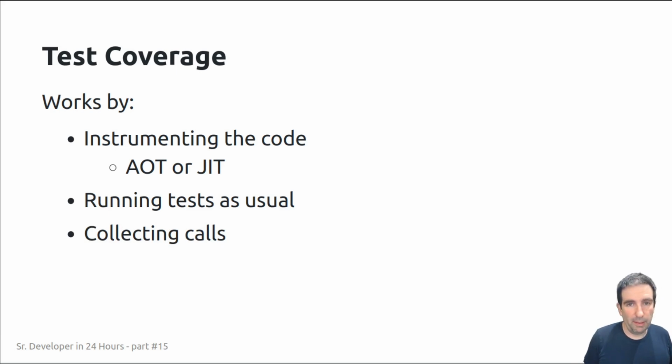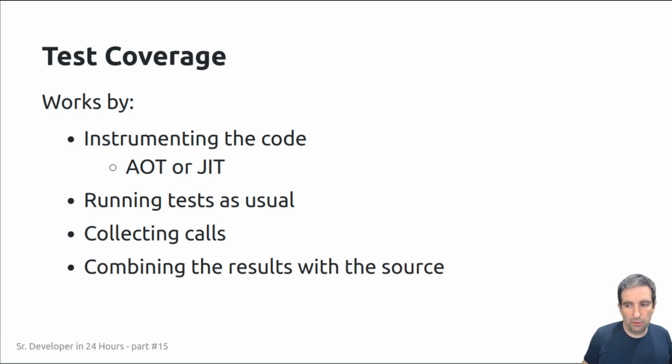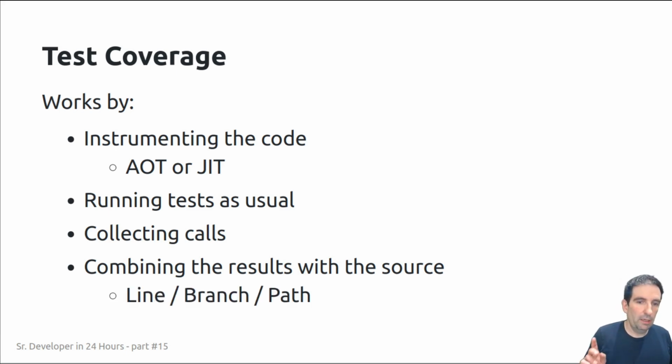Because the code has been instrumented, special code has been added to collect the number of calls and which calls we're making. We're basically tracking every line that gets executed and how many times it gets executed. So at the end of the process, we can combine the results of the instrumentation with the source code to have an idea of which lines were covered, which branches were covered, which paths going through the code were covered.